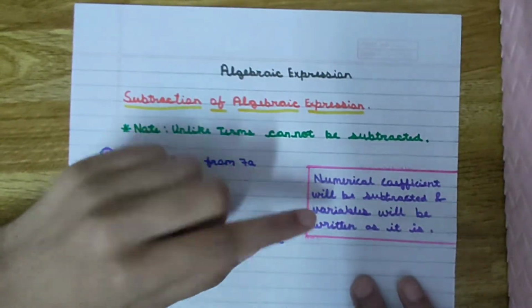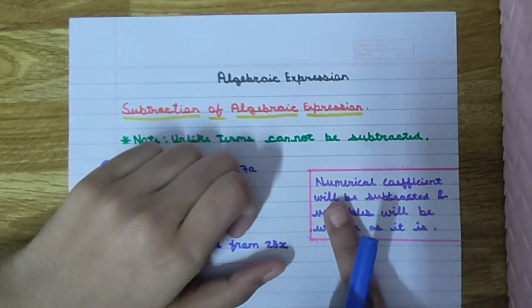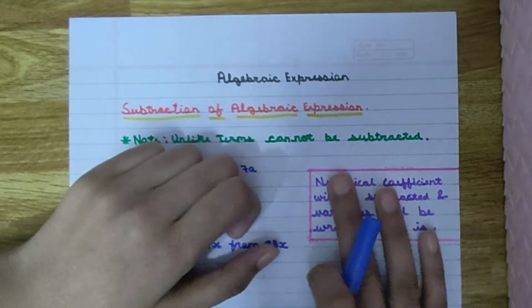Okay, now how do we do subtraction of algebraic expressions? So the numerical coefficients will be subtracted and the variables will be written as they are. Let us understand this better with an example here.